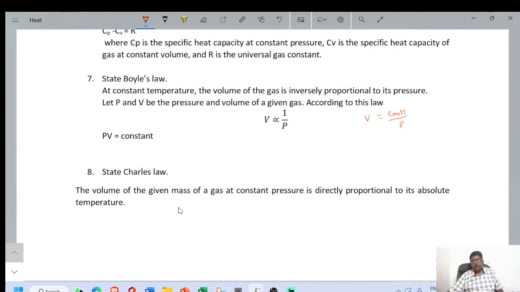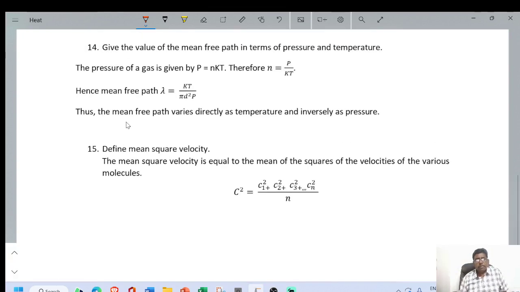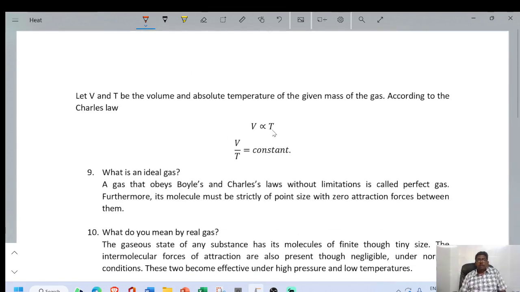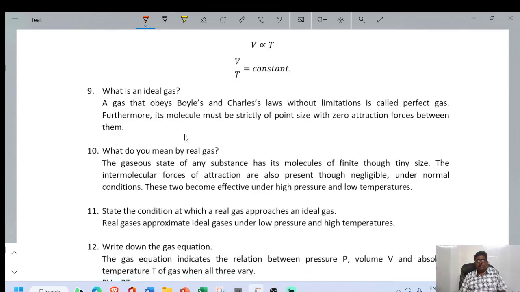State Charles' law. The volume of the given mass of the gas at constant pressure is directly proportional to its absolute temperature. V is proportional to T. Then V by T is a constant. What's an ideal gas? A gas that obeys Boyle's law and Charles' law without limitations is called perfect gas. In the case of a perfect gas, we are neglecting the intermolecular attraction. At the same time, the size of the molecule is negligible.